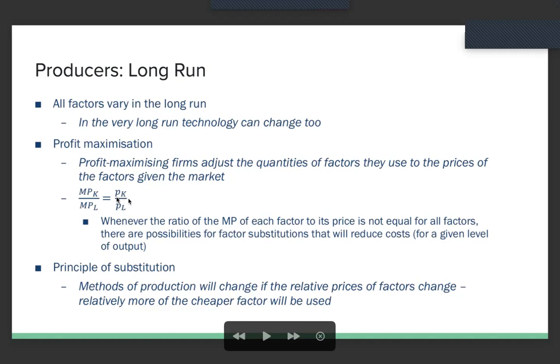And you can just take price of capital and take it down to the left, and take the marginal product of labor and take it to the numerator on the right. And then it's just an equality between the ratio of the factor with respect to the cost of that factor for both of the factors.